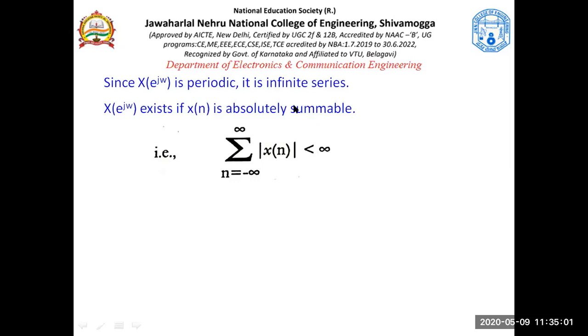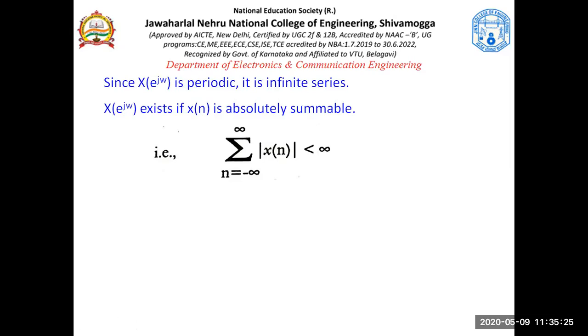That means after summing up all the samples of the signal x of n, we should get a finite number. It should be a number which is less than infinity. Then it is called absolutely summable. So if this condition is true, then only this exists. So what type of signal is x of n?